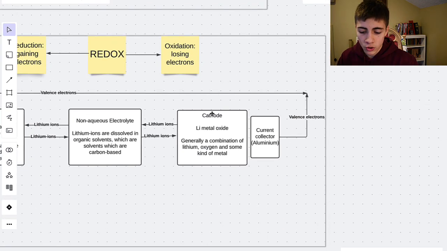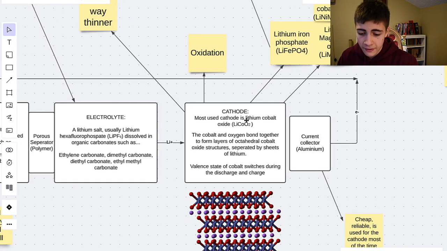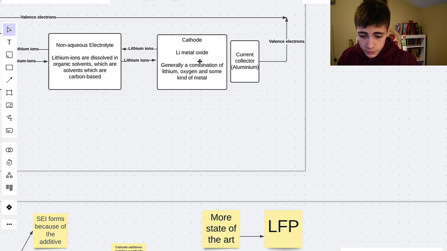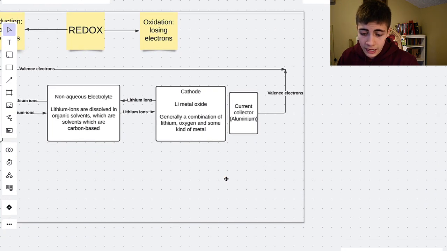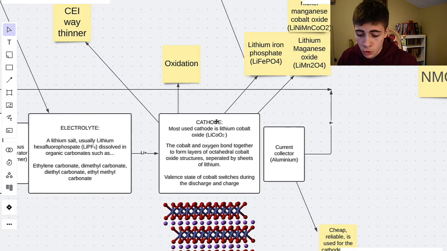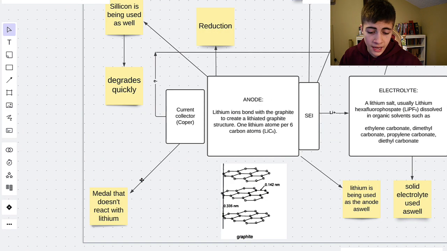As we talked about earlier, the cathode is usually a lithium metal oxide, and as you can see here, the cathode for the battery in our phone is lithium cobalt oxide: lithium, a metal, which is cobalt, and then oxygen, making it a lithium metal oxide. As we talked about, the current collector is aluminum. We use aluminum because it's cheap, reliable, and is used for the cathode most of the time. We also use copper for the current collector because the metal does not react with the lithium.